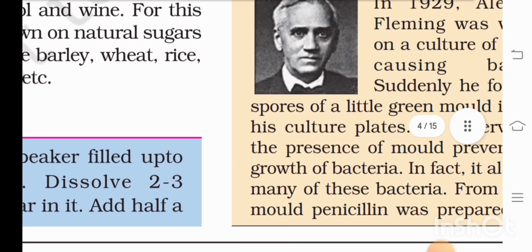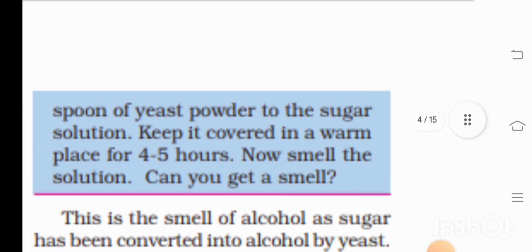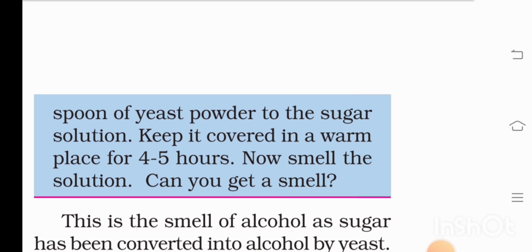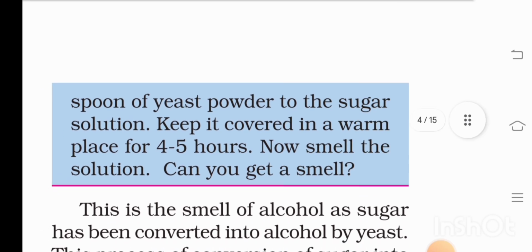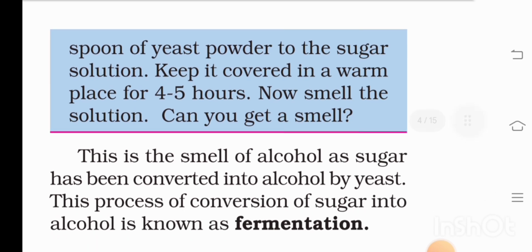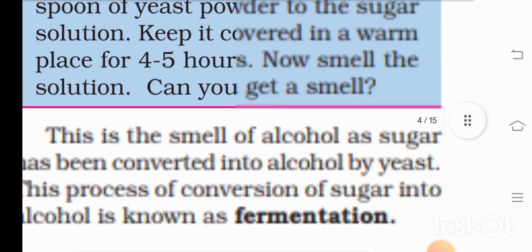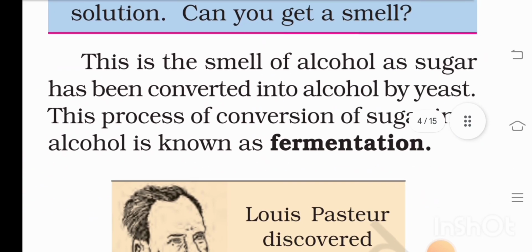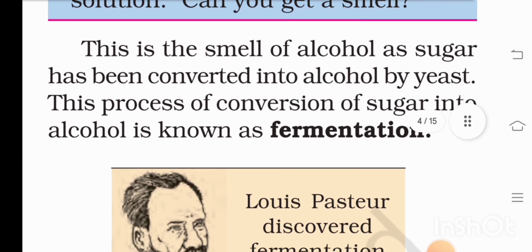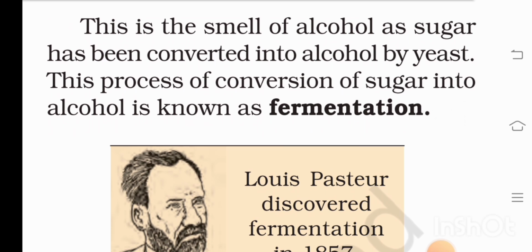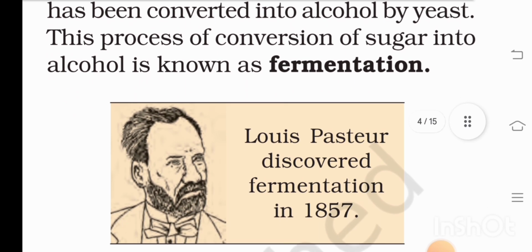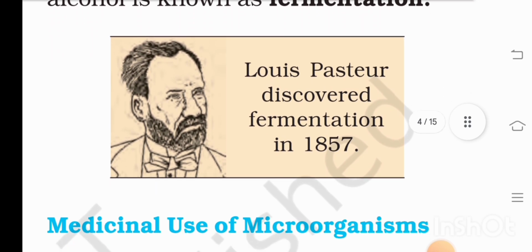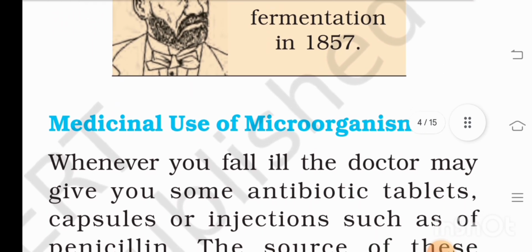Add half a spoon of yeast powder to the sugar solution. Keep it covered in a warm place for 4 to 5 hours. Now smell the solution. Can you get a smell? This is the smell of alcohol, as sugar has been converted into alcohol by yeast. This process of conversion of sugar into alcohol is known as fermentation. Louis Pasteur discovered fermentation in 1857.